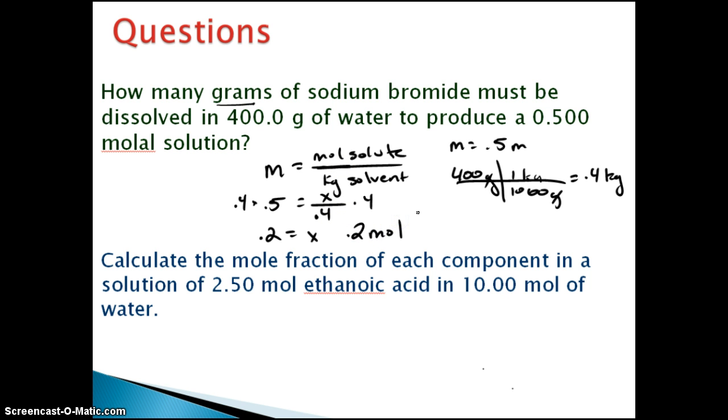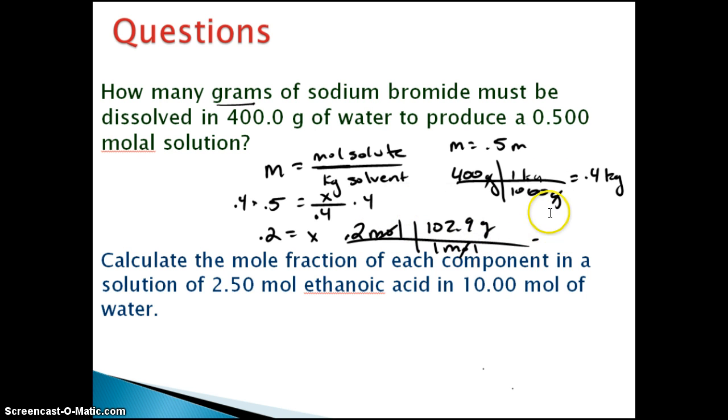And the question is asking about grams. So we have to convert those moles to grams. We're going to use the molar mass to do that, and it turns out that the molar mass of sodium bromide is 102.9 grams per 1 mole, right? And then we are going to cancel out our moles, and we have grams left.